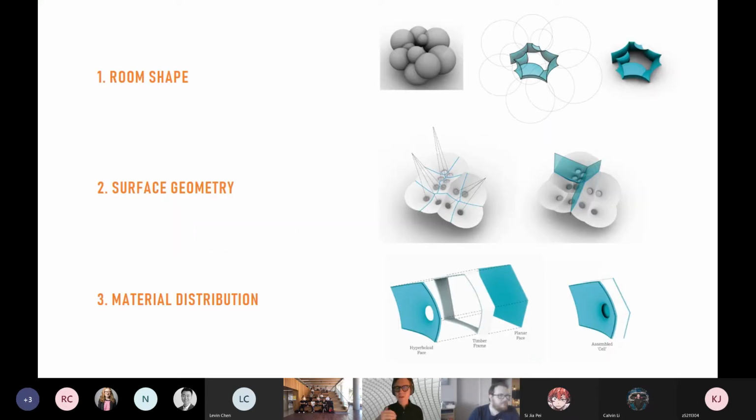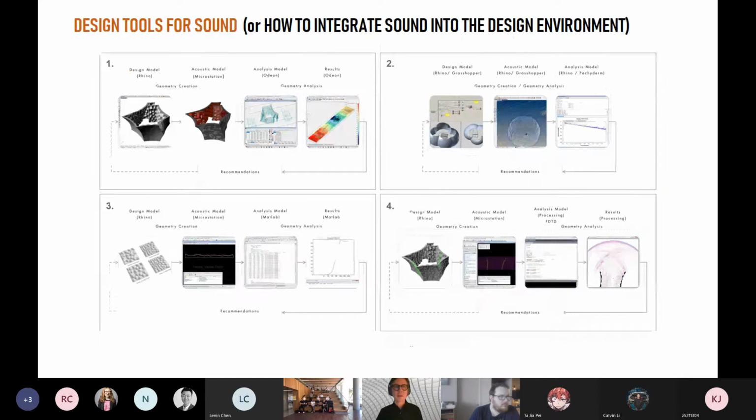And so we sought to counter those by using geometry, right? The room shape would help to reduce room resonances. The surface geometry would help to break up flutter echoes and diffuse the sound. And the material distribution would help to distribute the acoustic absorbing material throughout the space where it was needed. Right on. Sounds like it makes sense. So how do we know that this is going to work though?